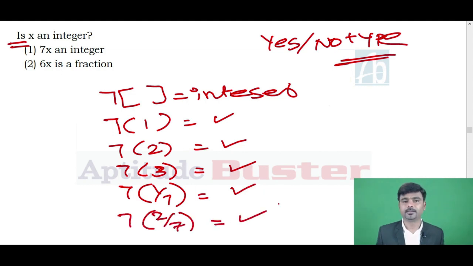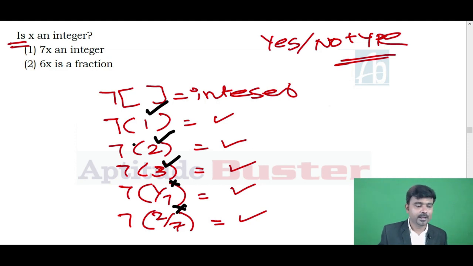Yes, fine. Listen here. What's the question? Is x an integer? Here integer, here also integer, here also integer. What about this one? No, x is not an integer. 7 into x an integer means sometimes x is integer, sometimes x is not integer.